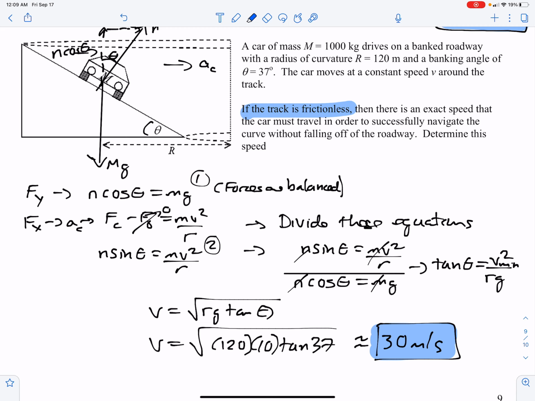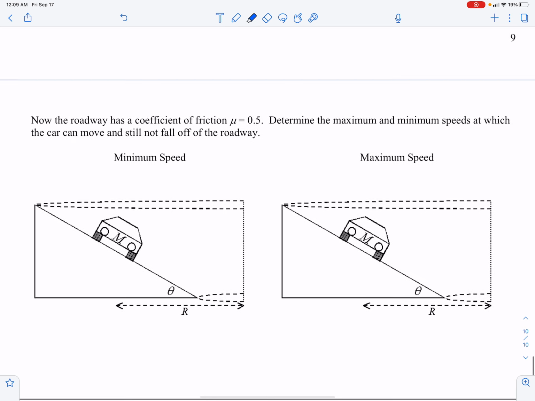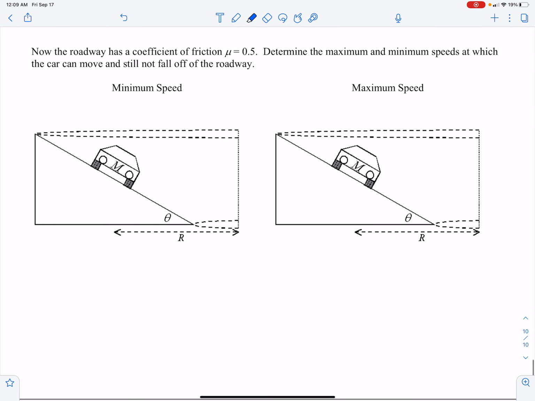Now, to wrap this up, let's look at two situations in which you're going to have friction, but we're going to look at the minimum speed needed to make the frictional turn and the maximum speed. What's the fastest you can go and have friction aid in keeping you in the circle?